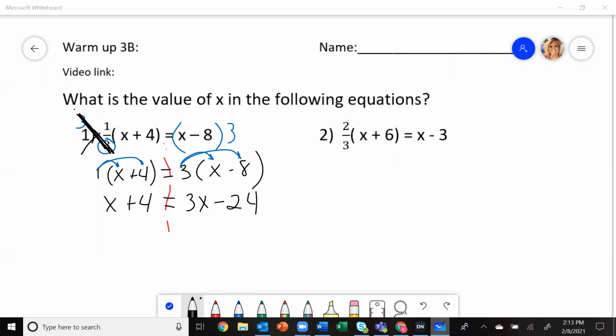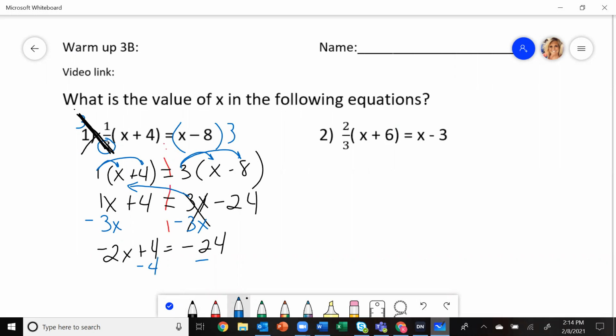Now let's move our x's to the left. We're going to move them over here, so I'm going to subtract 3x from each side. This is 1x minus 3x, which is negative 2x plus 4 equals, these canceled, negative 24. Subtract 4 from each side. I get negative 2x, these cancel, equals negative 28. When I divide by negative 2, I get an answer of x equaling 14.